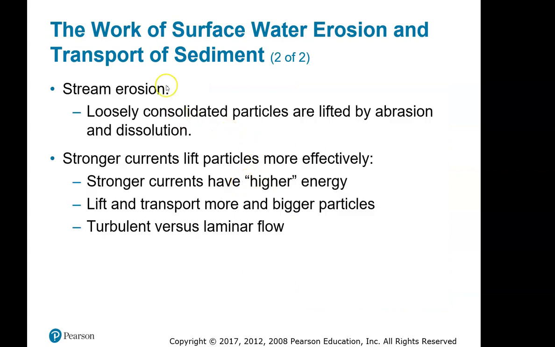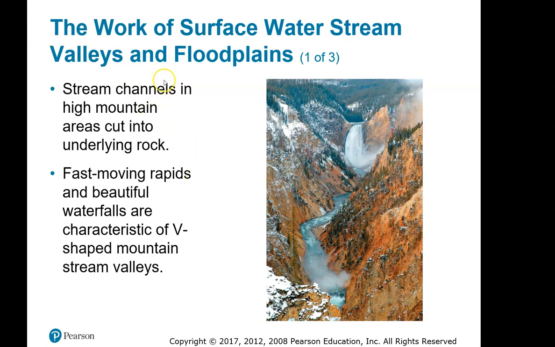All right. So stream erosion: loosely consolidated particles can be lifted by abrasion and dissolution. Stronger currents lift particles more efficiently. Stronger currents have high energy, lift and transport much bigger particles. So that's the difference between turbulent and laminar flow.